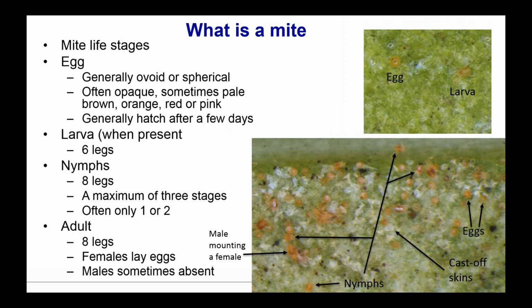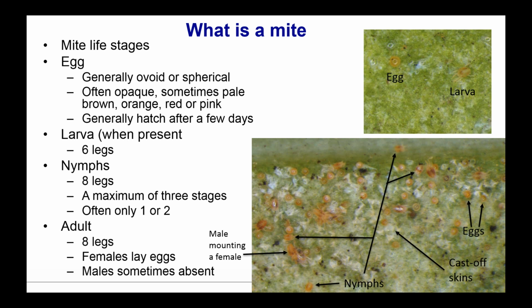The life cycle of a mite tends to go through 4 stages. So they have an egg stage, and the eggs are generally spherical, sometimes brown, orange, red, or pink in some cases. Most of the time they're an opaque sort of white or off-white. In general, they hatch after a few days. The larvae, when they're present, have 6 legs. So some mites have different numbers of legs to 8. The larval stage, when it's present, will almost always have 6 legs.